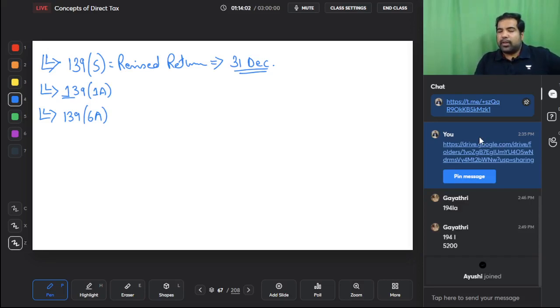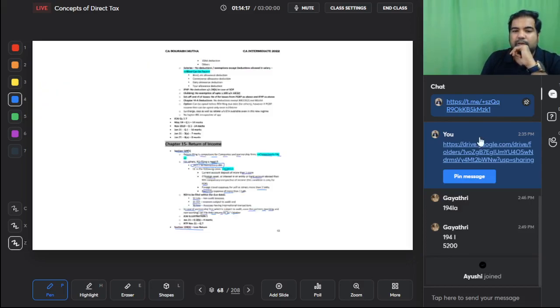If you're subject to audit, then audit report. If you're supposed to maintain your books of accounts, then P&L account, cash flow statement, balance sheet, income and expenditure statement, etc., and an audit report. And if you're not supposed to maintain your books of accounts, then you'll need to file only basic details.